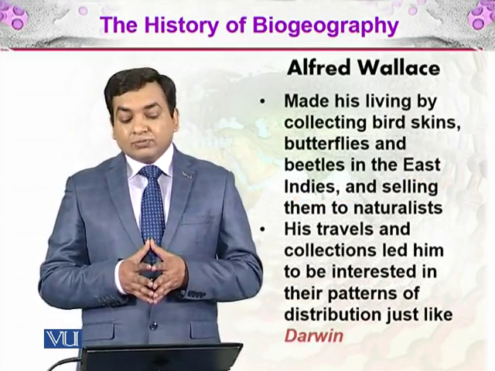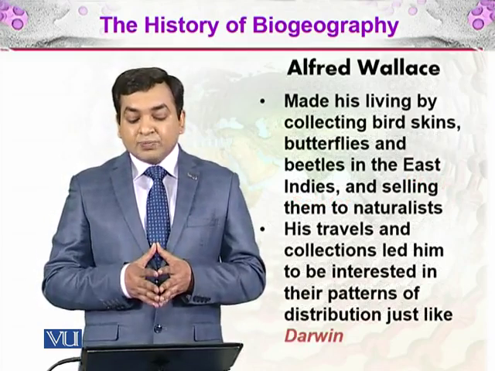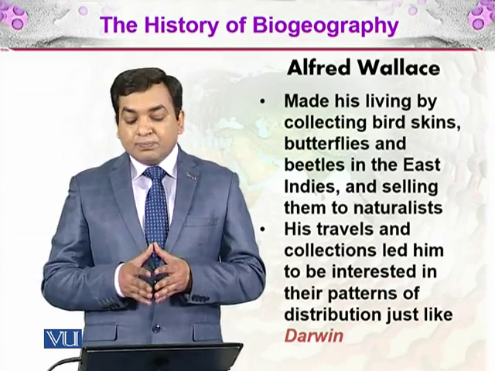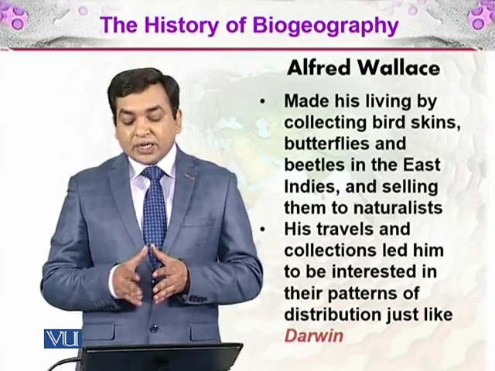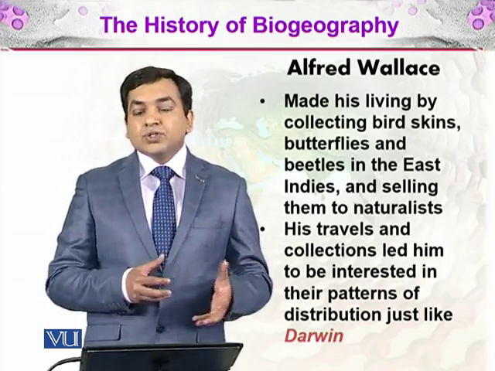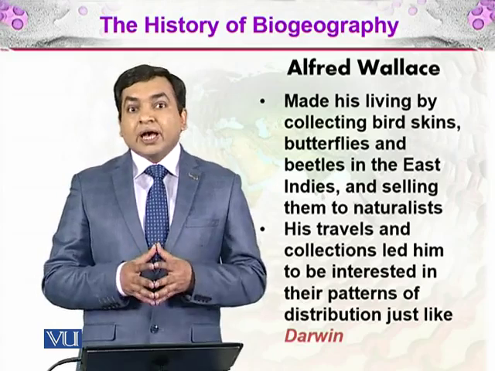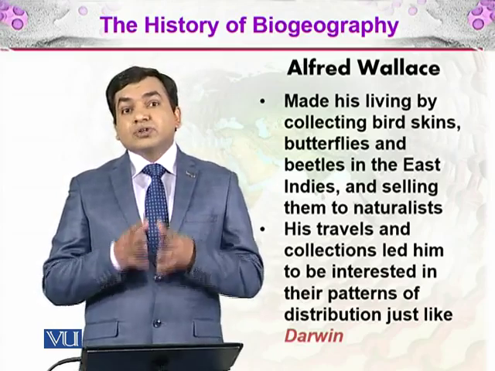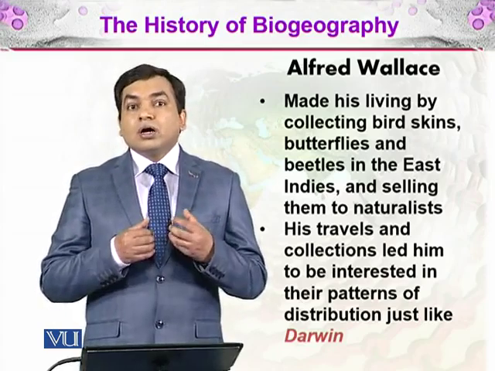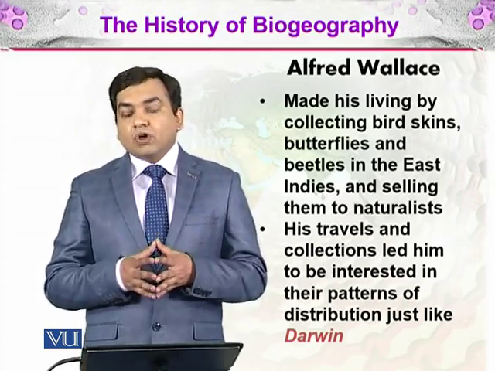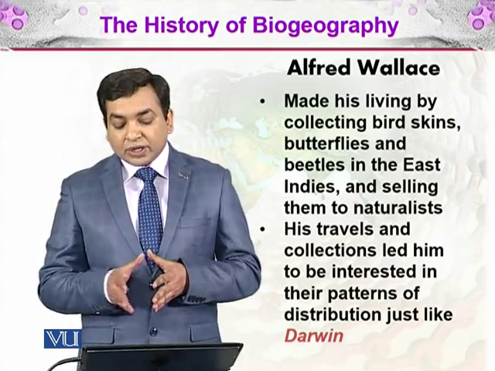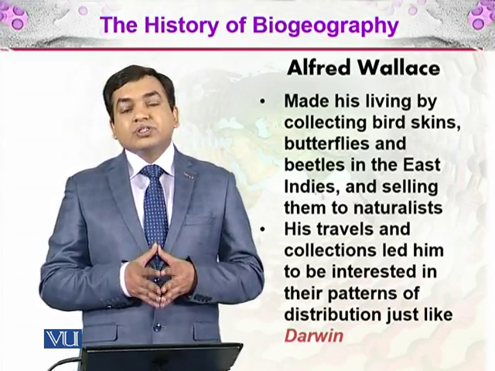And then came Alfred Wallace. Alfred Wallace made his living by collecting bird skins, butterflies, and beetles in the East Indies and selling them to naturalists. He had a lot of collection in the Amazon. By collecting and studying those animals, he got to know about evolution, as did Darwin. His travel and collection led him to be interested in the patterns of distribution, just like Darwin.